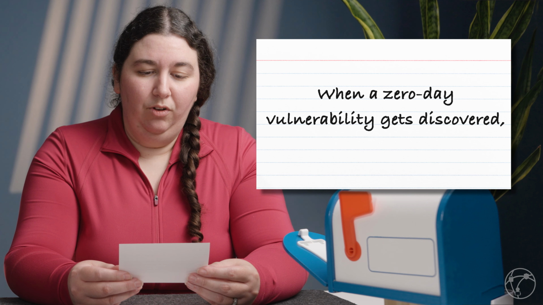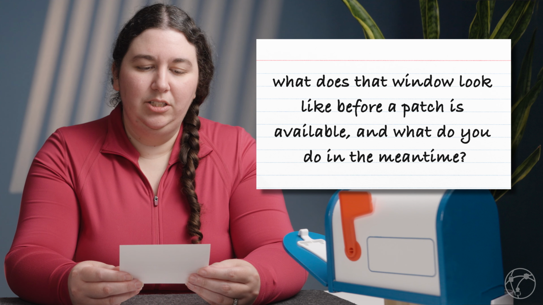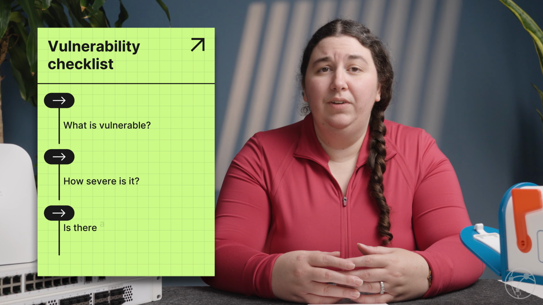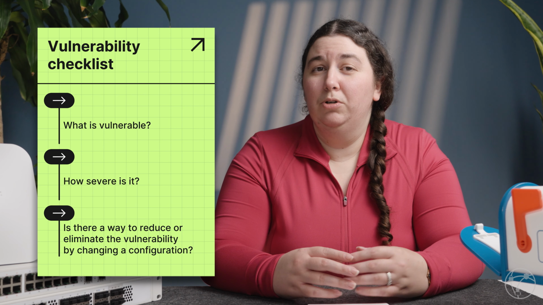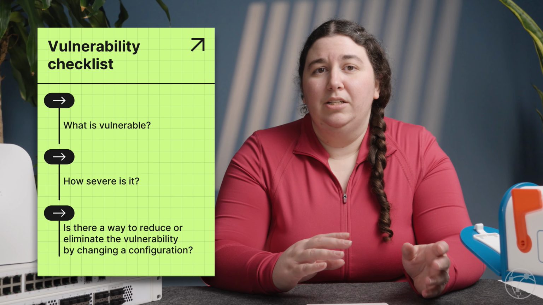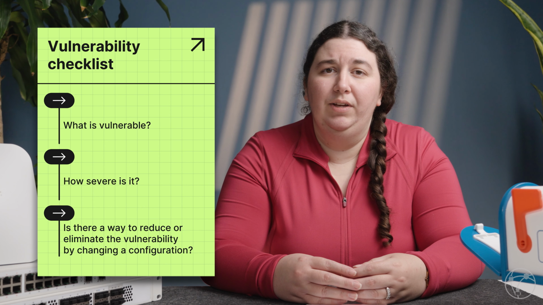When a zero-day vulnerability gets discovered, what does that window look like before a patch is available, and what do you do in the meantime? This is highly dependent on what the vulnerability affects. For the most part, the first question is, what is vulnerable? How severe is it? And is there a way to reduce or eliminate the vulnerability by changing a configuration, either as a permanent fix or maybe just a temporary workaround until a patch becomes available?